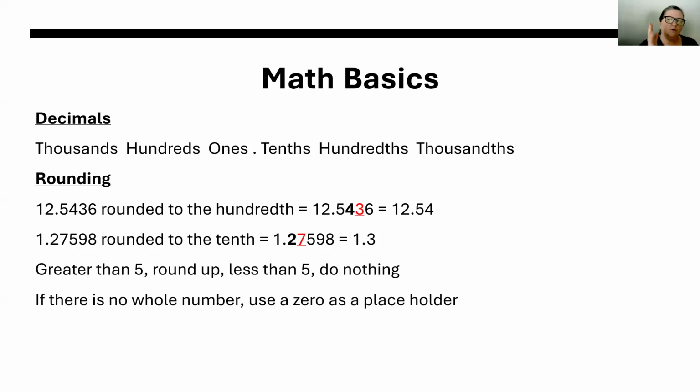Okay. If there is no whole number, and this is super important too, a lot of people don't think about it. If there's no whole number, so you just literally just have a portion or a fraction of a number, put a 0 there in front of the decimal point as a placeholder. And I'll tell you why that is.